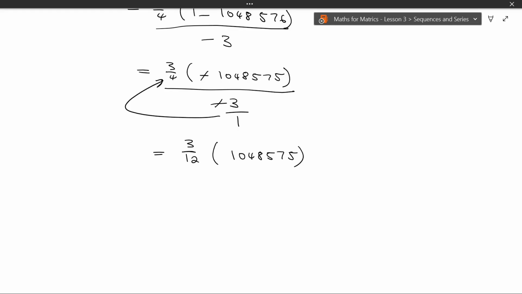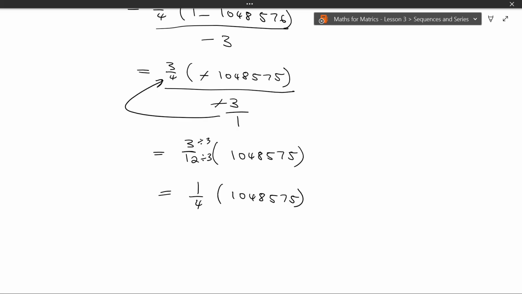3 over 12 can be simplified further because 3 and 12 are both multiples of 3. So if we divide both 3 and 12 by 3, we will end up with 1 over 4 times 1,048,575. Dividing the numerator and the denominator by 3 will have no effect on the value of our fraction, because it is the same as taking 3 over 12 and dividing it by 3 over 3. 3 over 3 is equivalent to 1, and dividing or multiplying anything by 1 won't change its value.